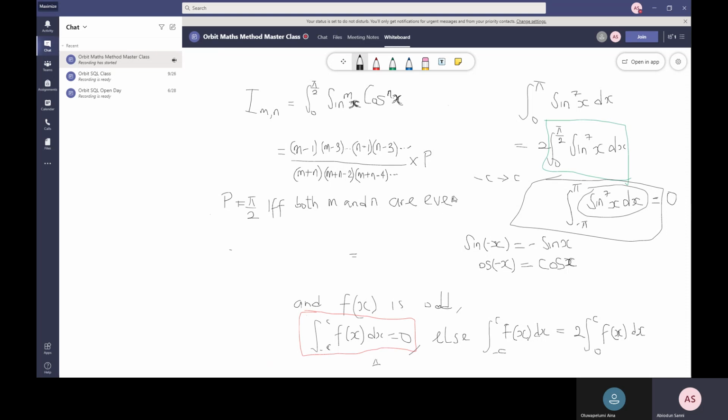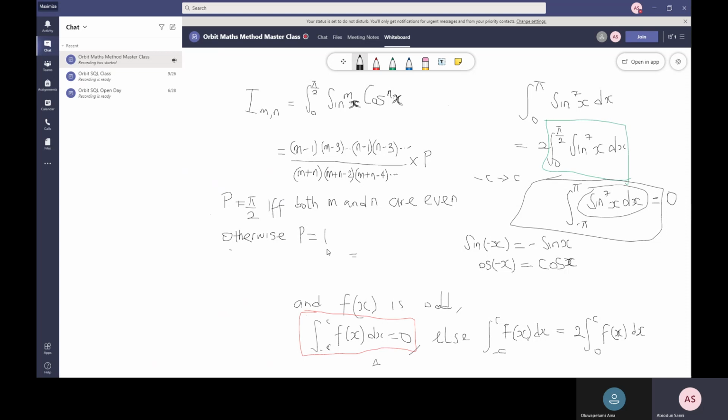Otherwise p is equal to 1. You can see that I'm not looking at any book as I'm doing this. It's very simple, just for you to understand the concept. So what do I mean? If both m and n are not even, then p is 1. Unless both m and n are even, that's why you have p to be pi over 2.